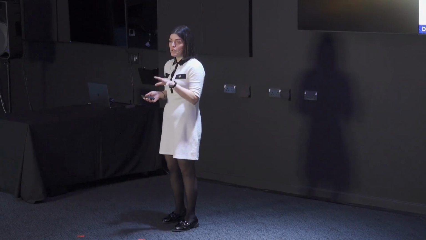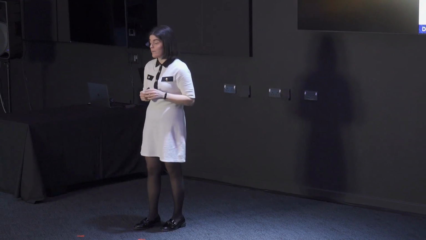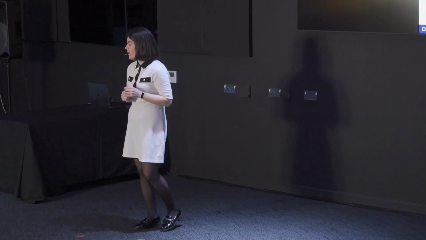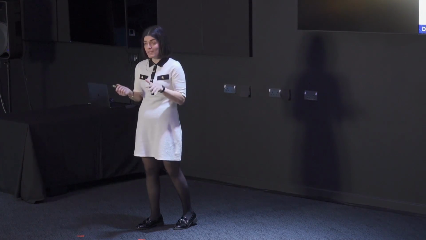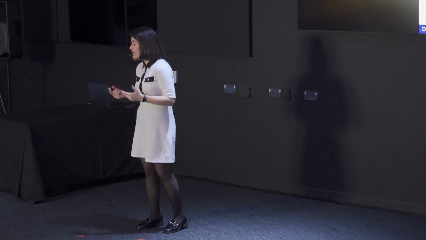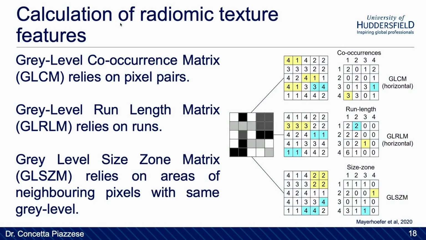As I said before, I was going to give you an example of the type of information that we can extract with textural features. So here is a list of the most common ones that we actually use. We have the gray level co-occurrence matrix that relies on pixel pairs. Then we have the gray level run length matrix that relies on runs, basically patterns that we can see in our image. And then we have the gray level size zone matrix that relies on neighboring pixels with the same gray level. So let me give you an example for the gray level co-occurrence matrix.